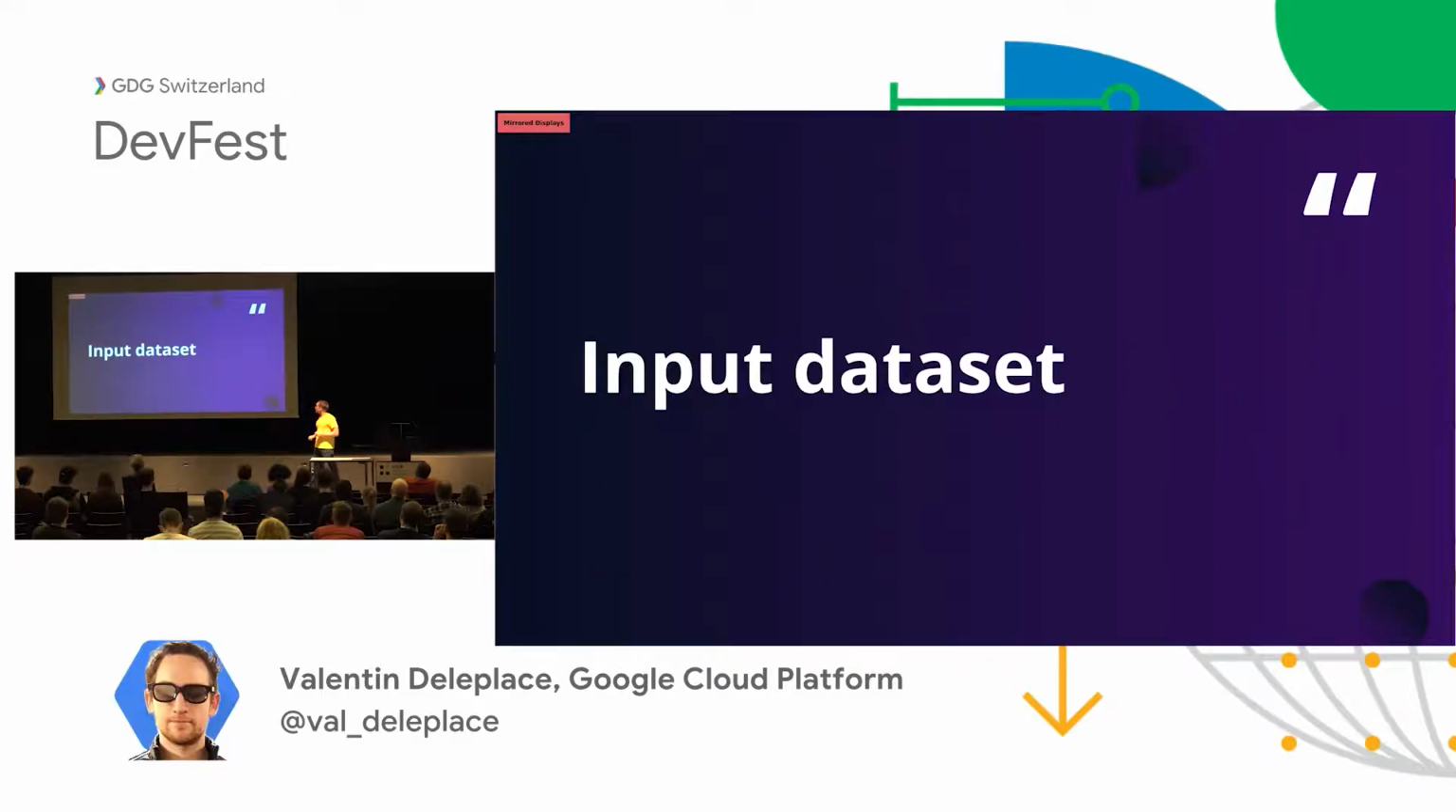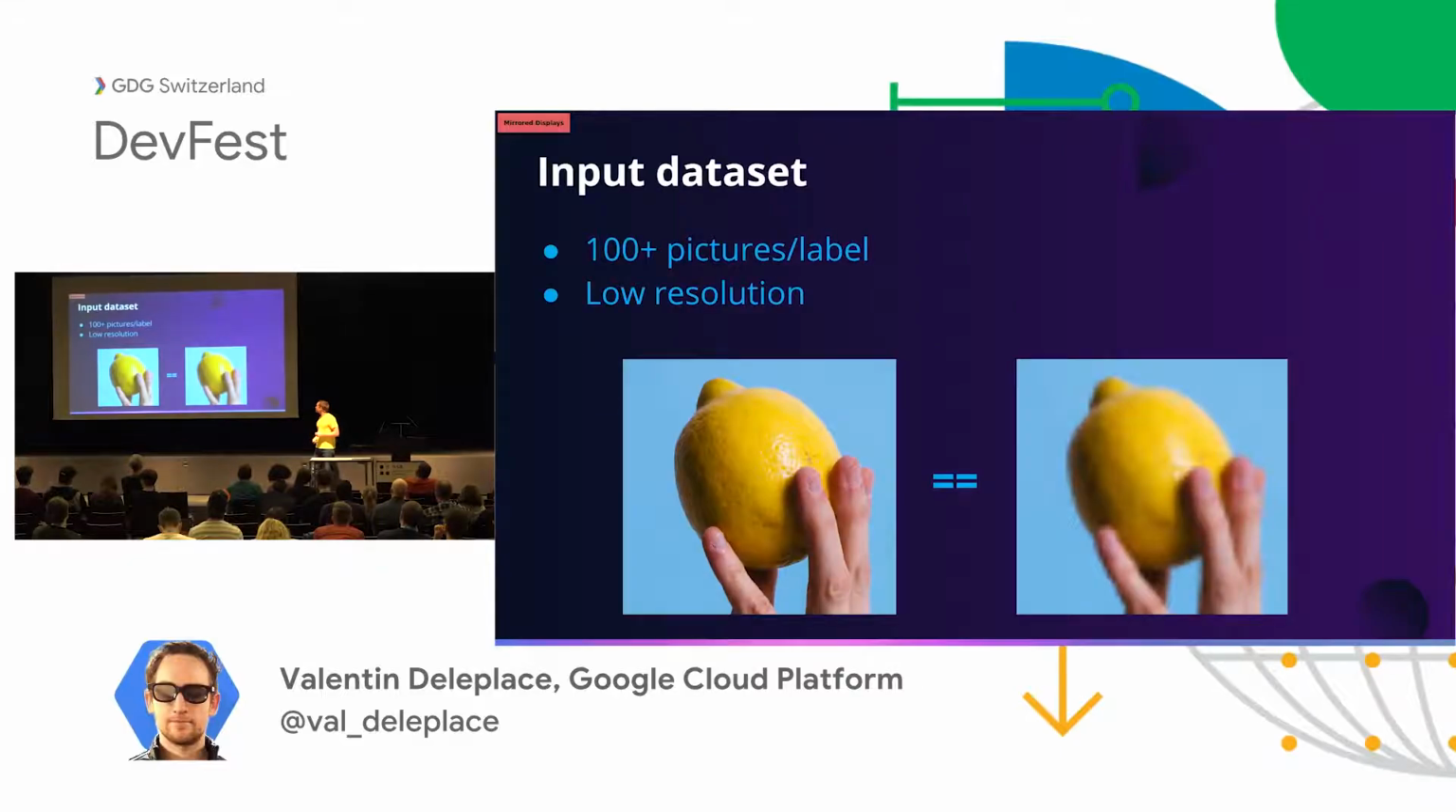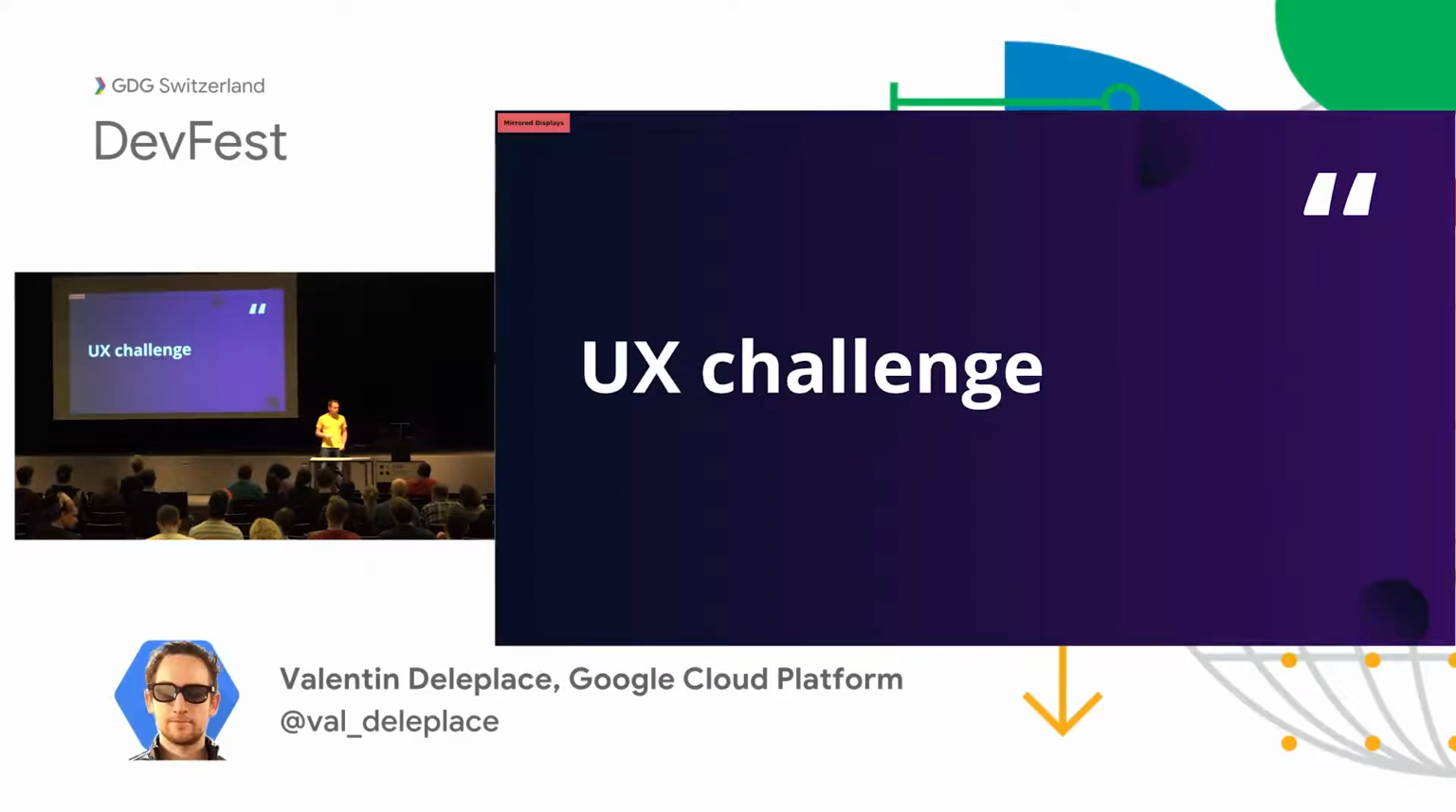Okay. So what does the input data set look like? It's a bunch of pictures and labels. You need at least 100 pictures for each label, and low resolution is fine. On the right, you see a blurry lemon. It's far enough in resolution to train a model. That's why in my demo, I just uploaded like 300 low-resolution pictures. So the zip altogether is 3 megabytes. 3 megabytes of data is enough to train a model.